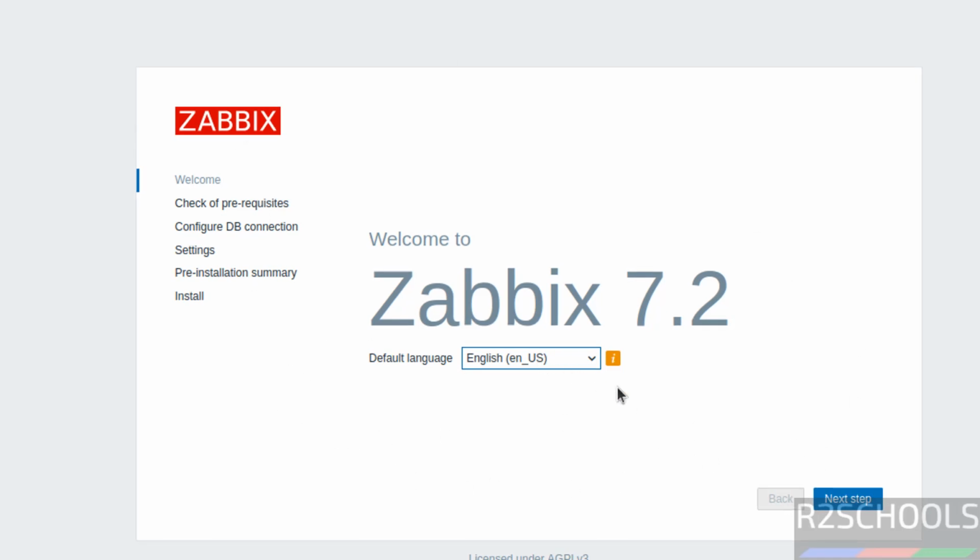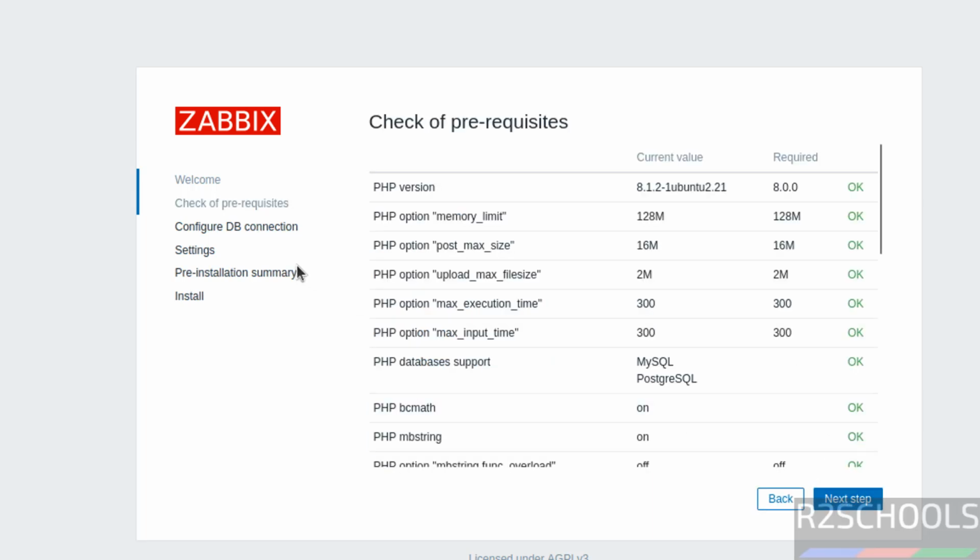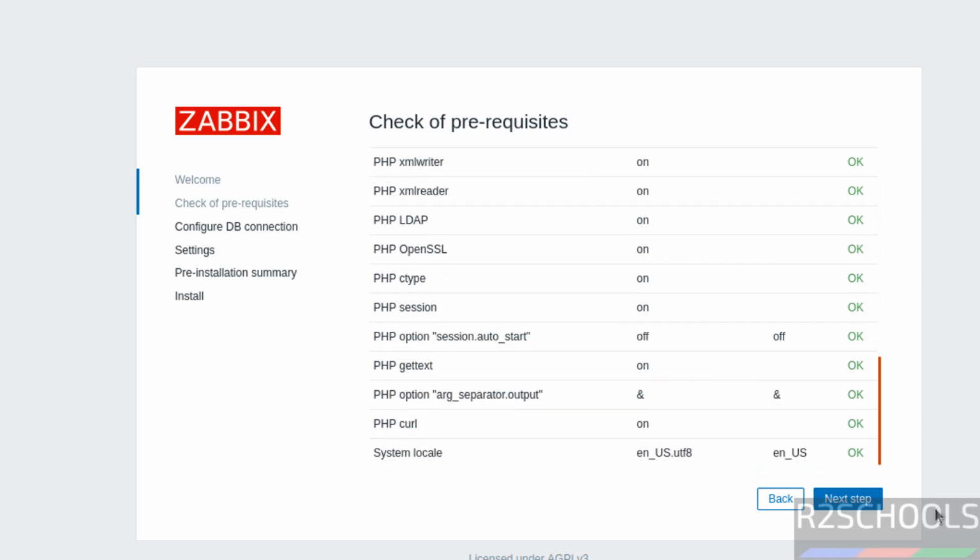So select the default language, and also see here the version 7.2. Click on next step. See, prerequisites are all green and OK. So click on next step.